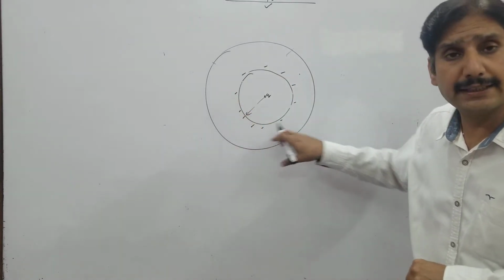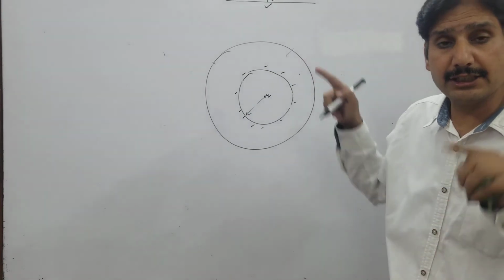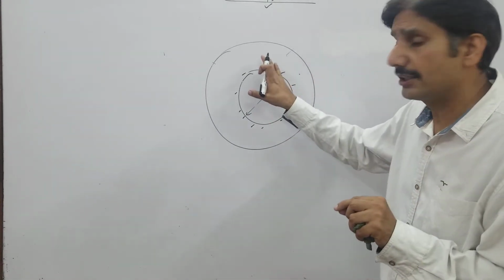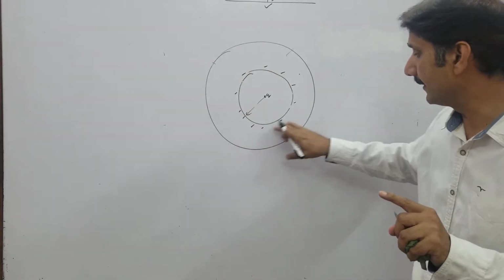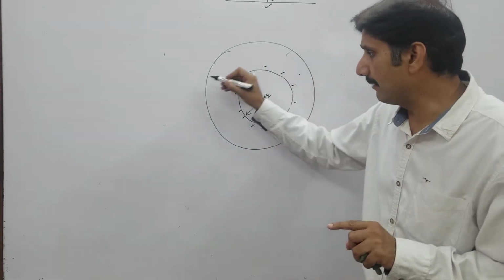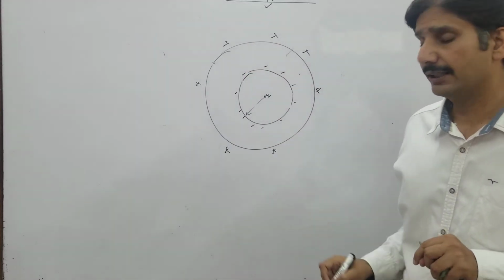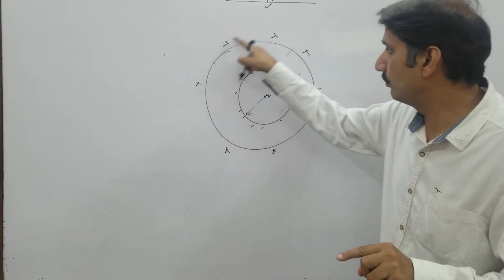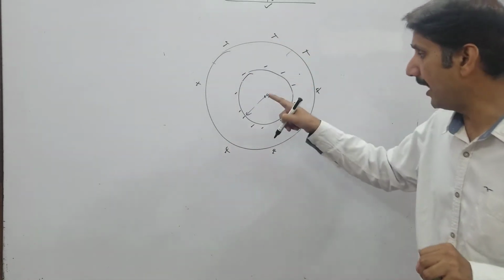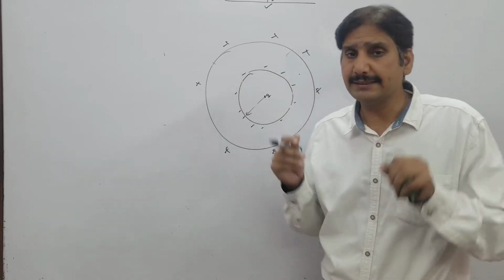But overall this conductor was neutral. There was no charge given to this sphere. The charge was placed inside the cavity, but charge was not given to this sphere. So when negative charge has appeared over here, some positive charge will appear on the opposite face. What this charge is, how much charge gets induced on the outer surface and how much charge gets induced on this inner surface, this is the question.